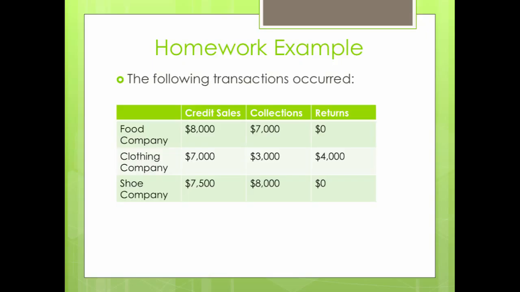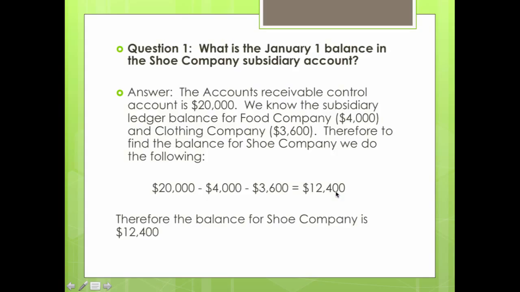Now, the following transactions occurred with these companies. There were credit sales of $8,000 for the food company and collections of $7,000 and $0 returns. The clothing company has $7,000 in credit sales, $3,000 in collections, and $4,000 in returns. And the shoe company had $7,500 in credit sales, $8,000 in collections, and $0 in returns. So the first question is, what is the January 1 balance in the shoe company subsidiary account?